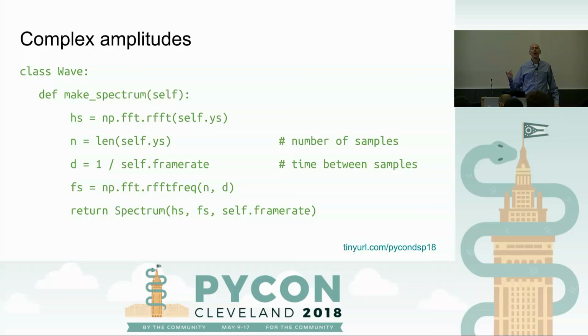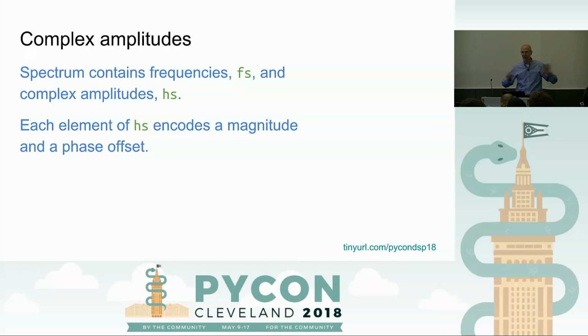I want to go one more level down because I've been lying to you a little bit about these amplitudes. I've been showing you on the spectrum that the height of that line corresponds to how loud that frequency component is. What I didn't tell you is that it's actually a complex number, and it actually represents two pieces of information. So those H's, the result that you get back from RFFT, is an array of complex numbers. And the F's, the frequencies, those are just plain old real numbers, but the H's are complex numbers that encode two pieces of information, which are the magnitude, how loud the thing is, and the offset, which is where in the cycle that sinusoid begins.